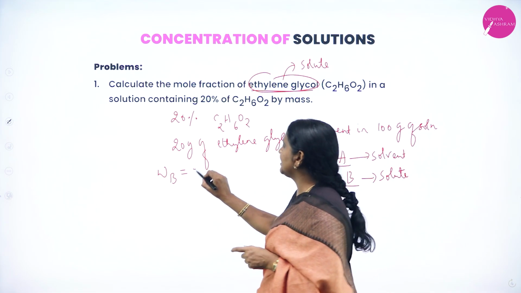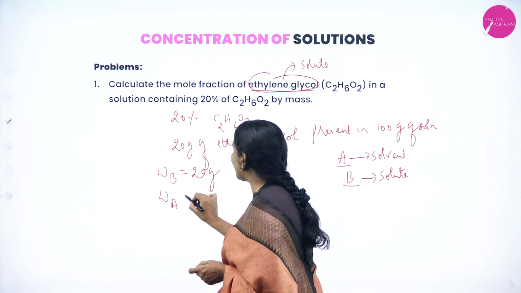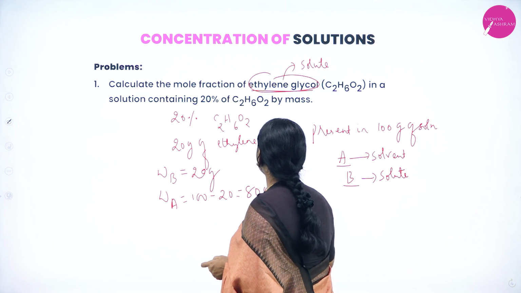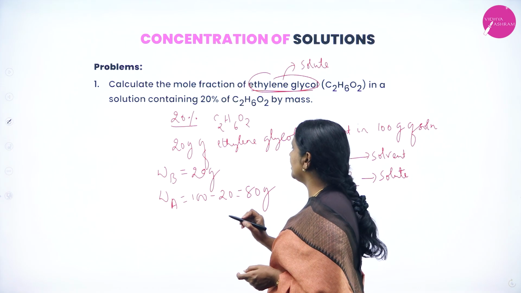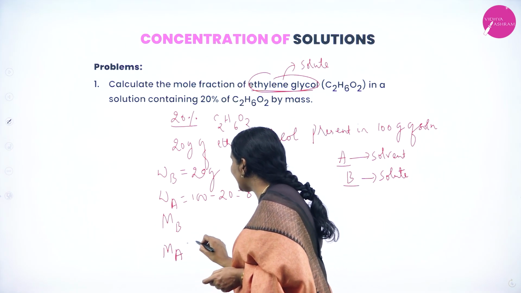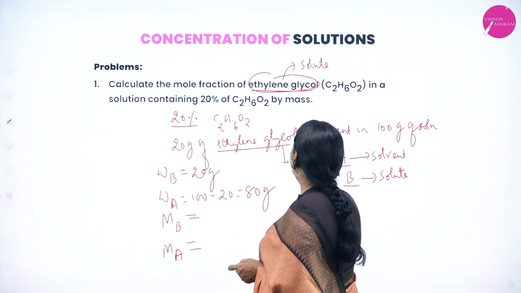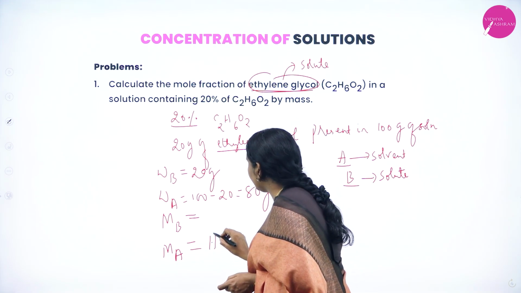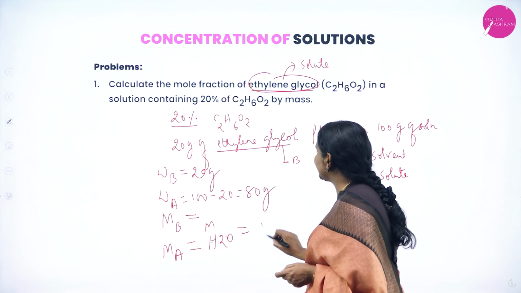W is 20 gram. The solvent is water, so WA is 100 minus 20, which is 80 gram, because it is a 20% solution. Next, the molecular mass of B as well as the molecular mass of A. B is ethylene glycol, and A is water. Already you know the molecular mass of water is 18.